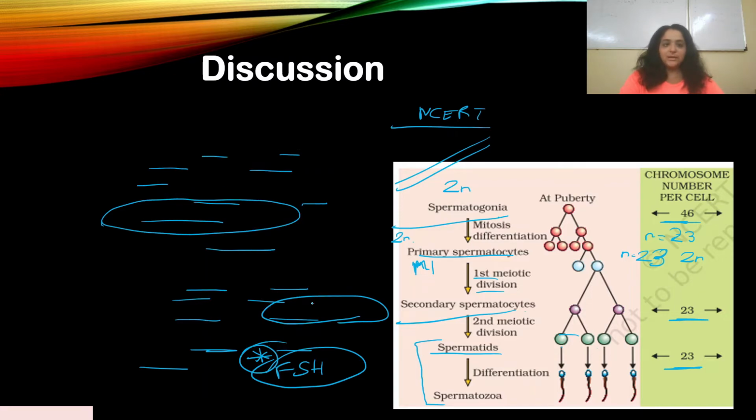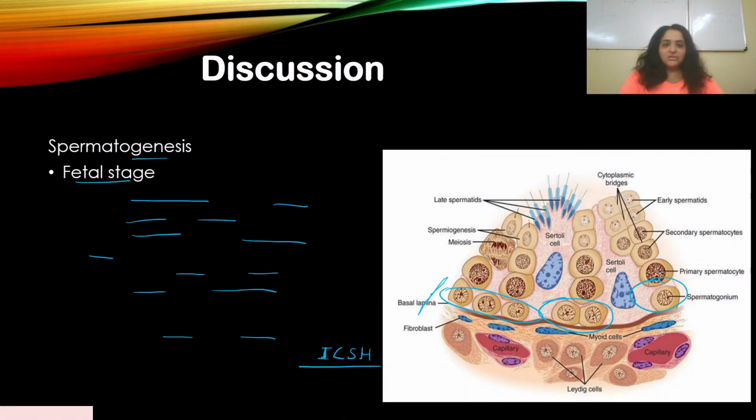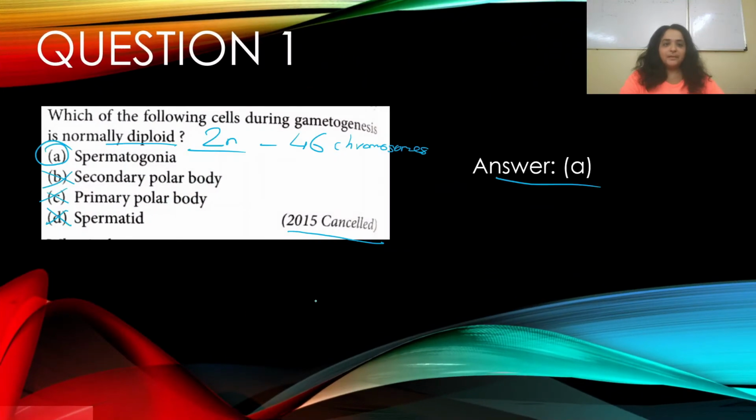Now if we go back to our question, which of the following cells during gametogenesis is normally diploid? Secondary polar body, primary polar body, definitely not. Spermatid, no, they are not diploid, they become haploid. So n is equal to 23 over here. They remain as n. The chromosome number becomes half, and we need that.